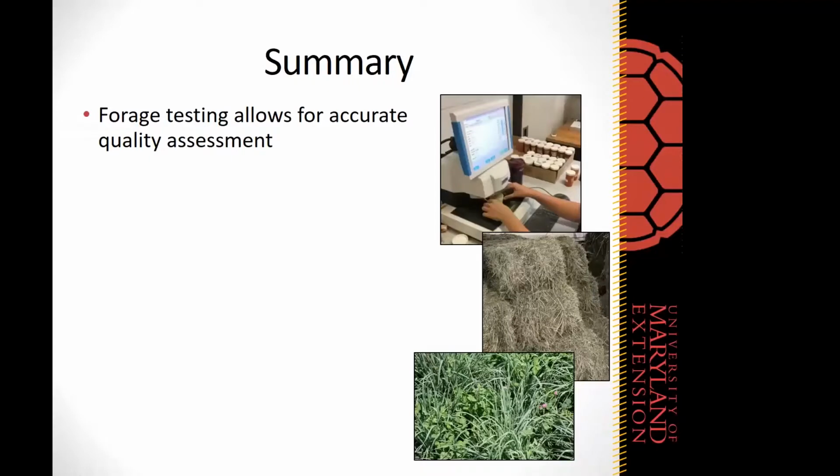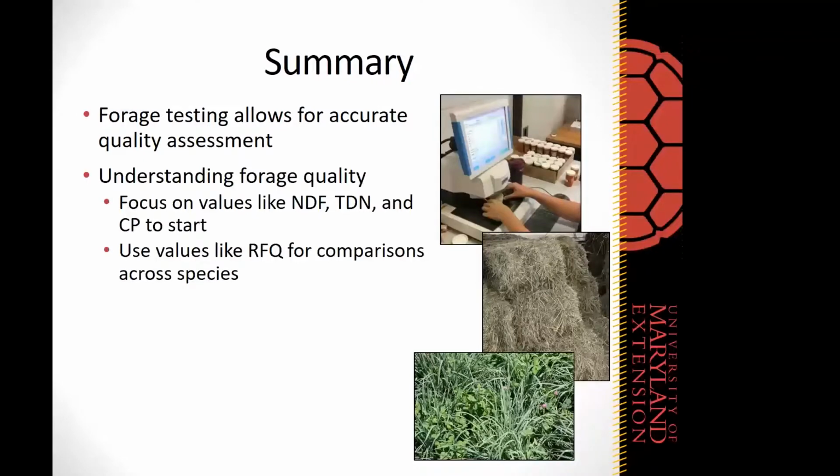So to wrap all of that up together, we know that forage testing allows us to do that accurate quality assessment and actually allows us to tell what nutrients we have present in our forages. We know that when we're looking at forage quality, if we are looking for a place to start, we can start with things like NDF, TDN, and crude protein for our major fiber, energy, and protein values. We can use RFQ to make comparisons across different species or across different fields, different lots of hay.